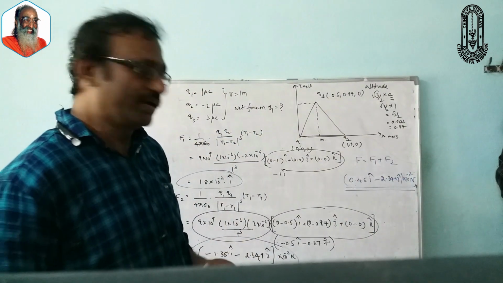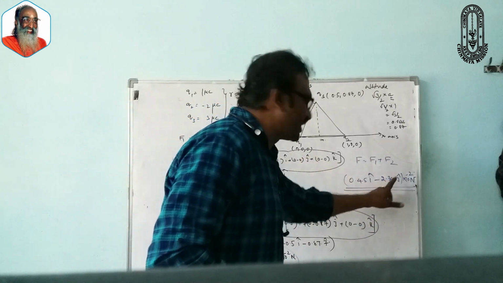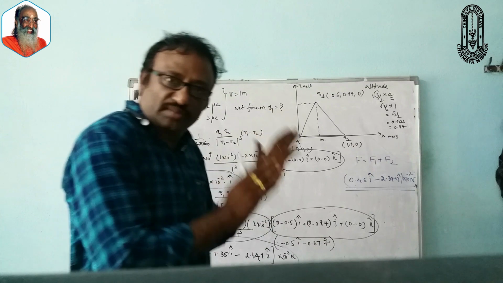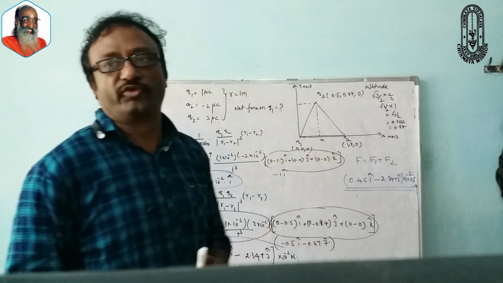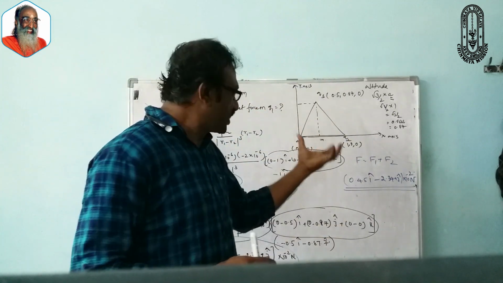And here, if you are representing the vector in the form of I cap, j cap and k cap, it is not necessary to write what is the magnitude and what is the direction. So this is one way of solving a problem using these coordinates and these vector forms.